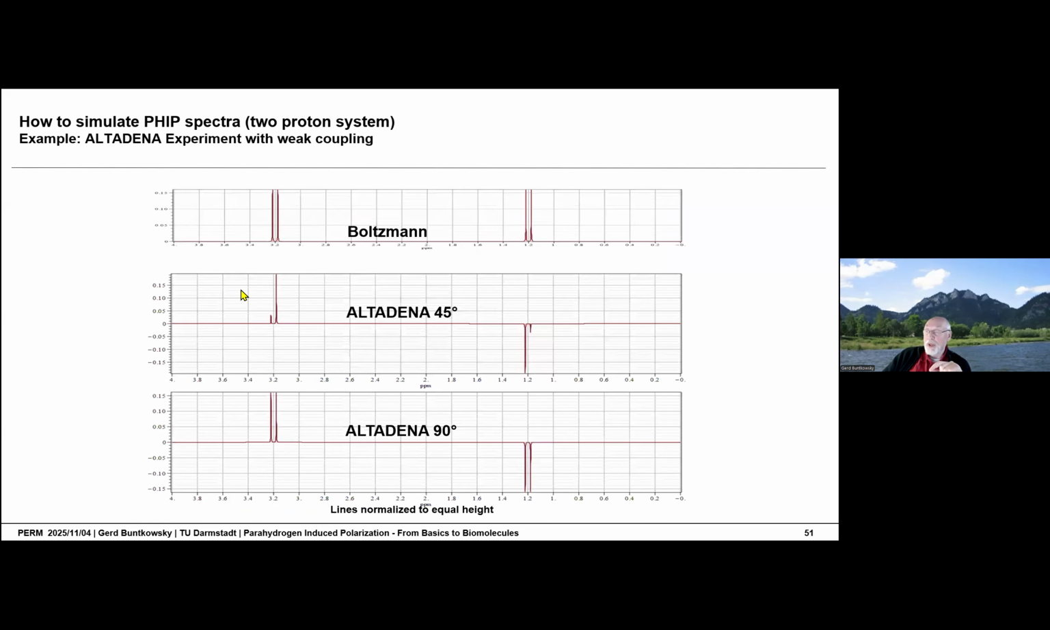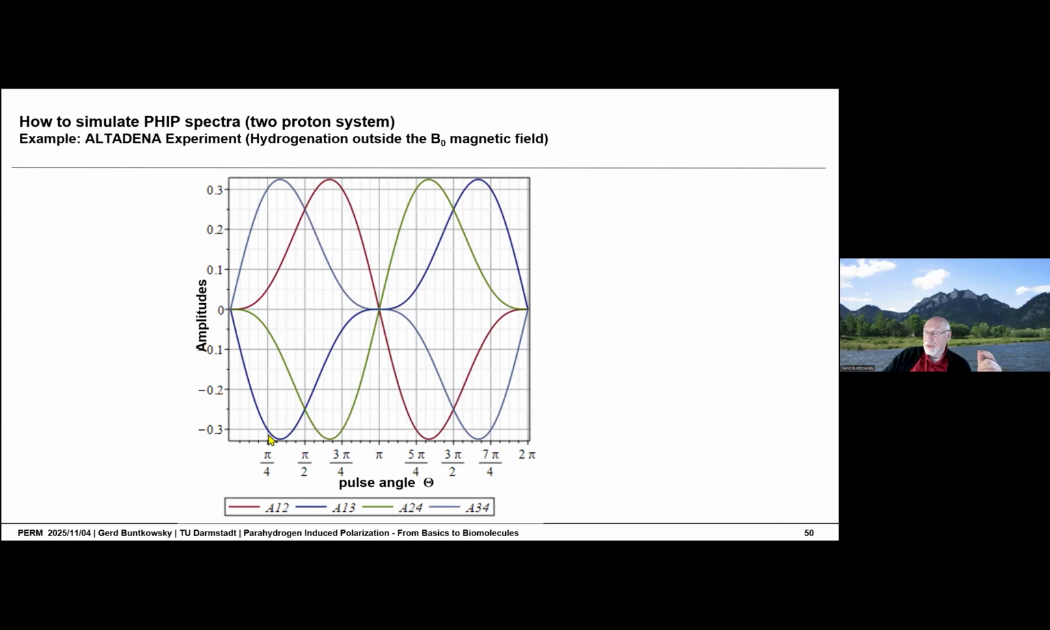When you look at the spectra, all spectra are normalized to unity, otherwise the Boltzmann signal would be much, much lower than here. Then you see, for example, this is the pattern for ALTADENA with a 45-degree detection pulse, and this is with a 90-degree detection pulse. In other words, when you make the cut here or when you make the cut there.